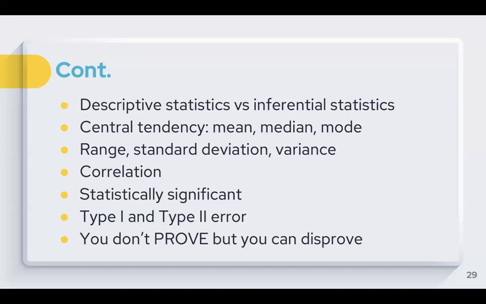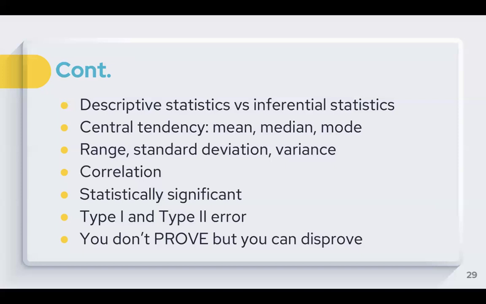Type 1 error is a false positive. A false positive means that you think that there's a difference when there really isn't a difference. And so that would be a type 1 error. You think there's a difference, but there really isn't.